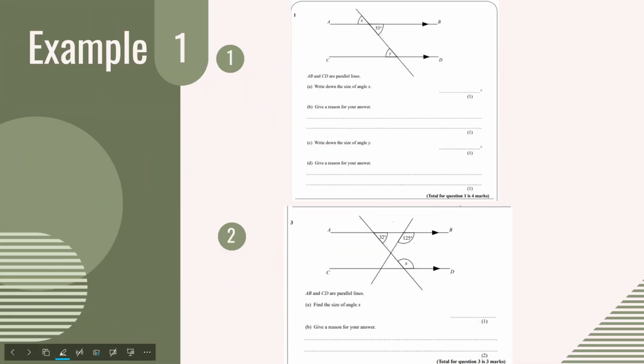Once again, it's that time to have a go at some maths exam questions from Maths Genie. Have a go, pause the video and unpause. So, in the first question, it says AB and CD are parallel lines. Write down the value of angle X. As we can see, angle X is vertically opposite to the angle of 53. So, our angle X equals 53. Part B of the question says give a reason for your answer. So we simply state vertically opposite angles are equal.